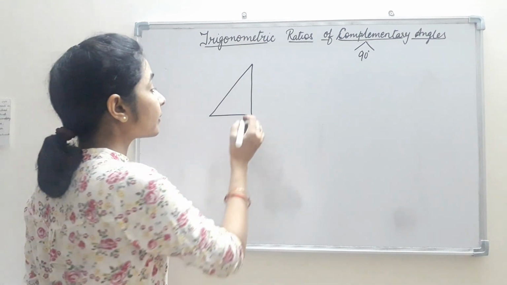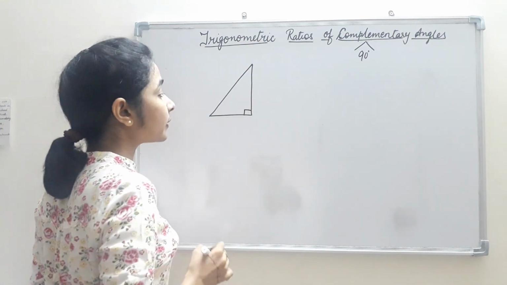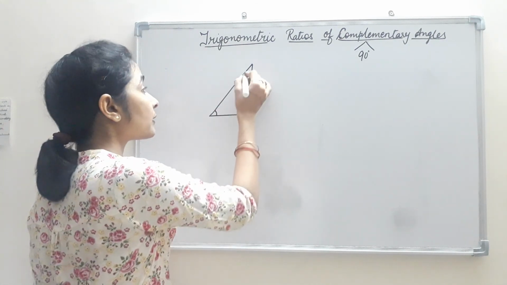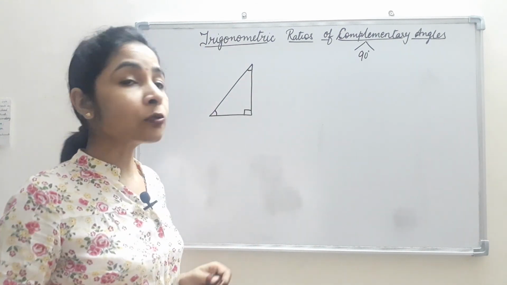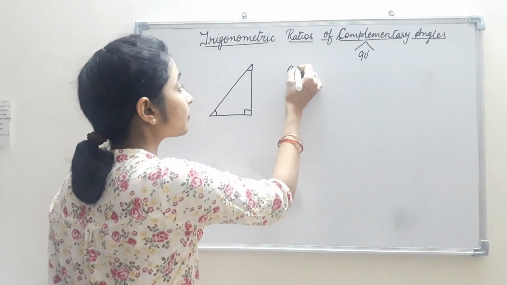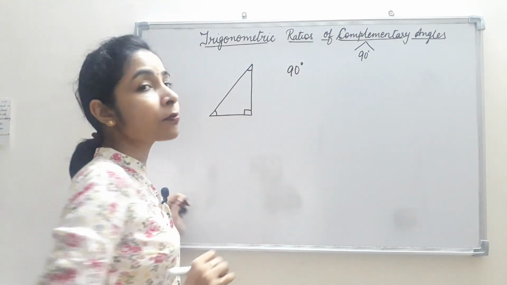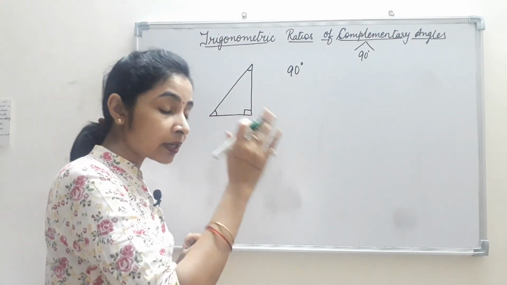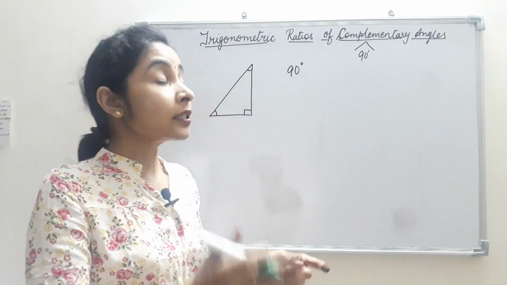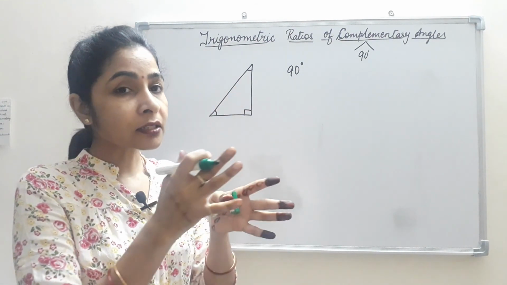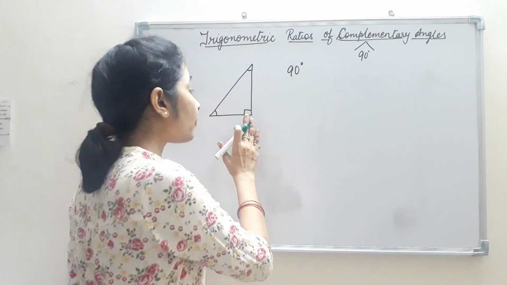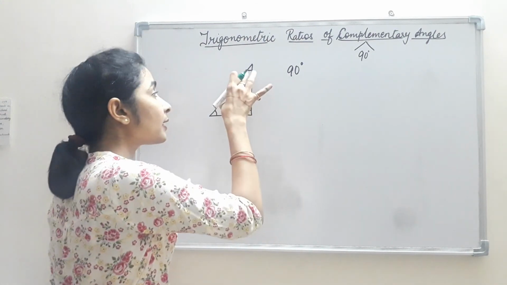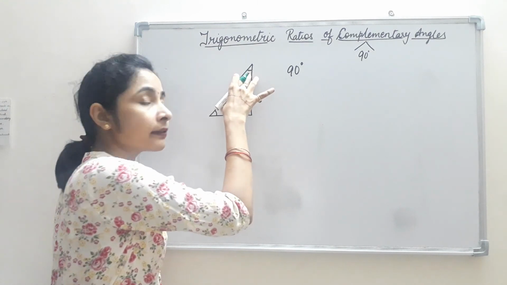Now in a right angle triangle, this angle is equal to 90 degrees. Any one angle is equal to 90 degrees. Then what is the sum of the other two angles? The sum of the other two angles is 90 degrees. That means they both are complementary angles. Because according to the angle sum property of the triangle, the sum of all the angles of a triangle is equal to 180 degrees, and if one of the angles is 90 degrees, then the sum of the other two will be 90 degrees. So we can say that these two angles are complementary angles.